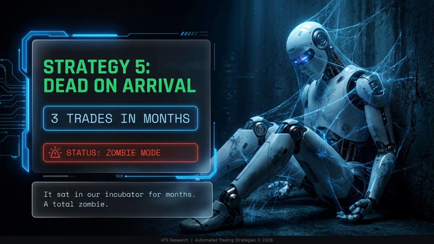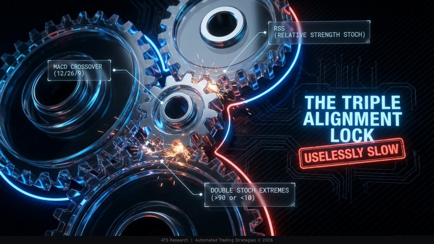To understand why, you have to look at the engine. We built it on this idea of a triple indicator alignment. It needs 3 very specific momentum indicators to all scream go at the exact same time. So what's the first one? First up, a MACD. Just your standard 12, 26, 9 settings, looking for a fresh crossover.